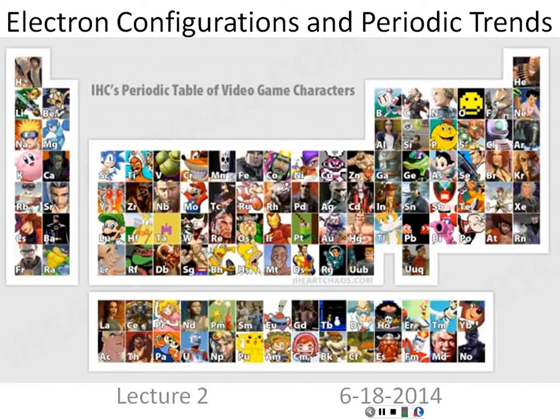Welcome to Lecture 2. If you're watching this, congratulations. That means you've made it through the first lecture and you're coming back for more. Today we're going to be talking about electron configuration and periodic trends, and that is found in Chapter 8.